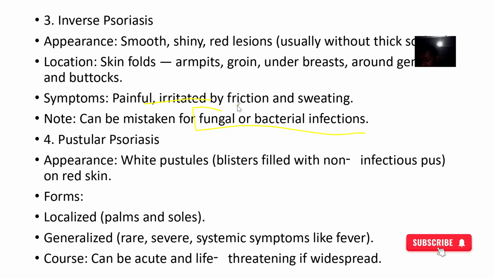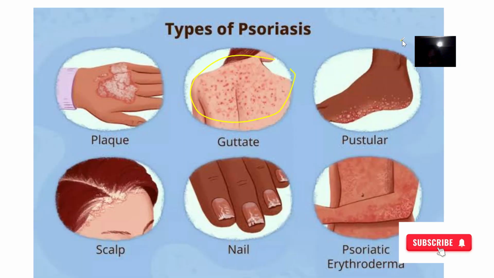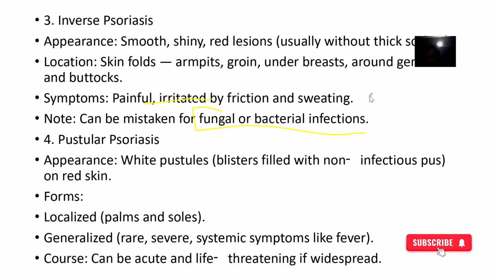Then we have the pustular psoriasis. Okay. Pustular psoriasis. Alright. They appear to have some fluid inside that you can even break. Okay. So the appearance is a white pustule. The form is localized, usually found on the palms and the soles, sometimes generalized.